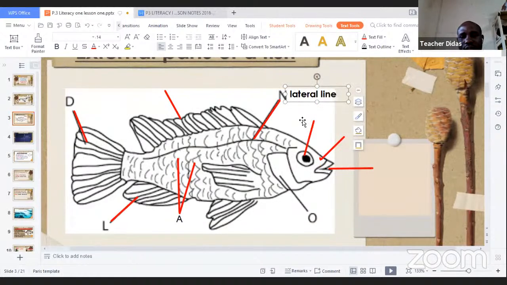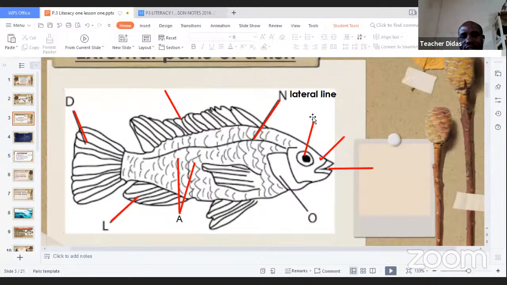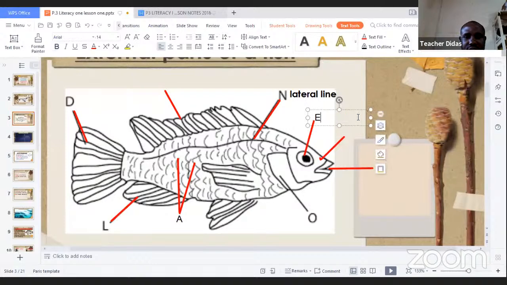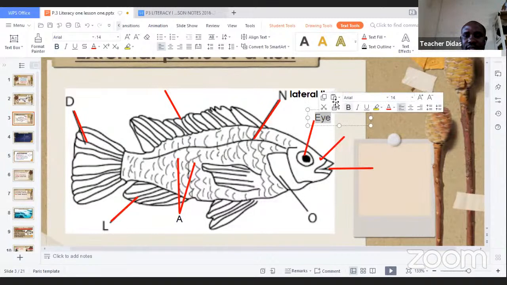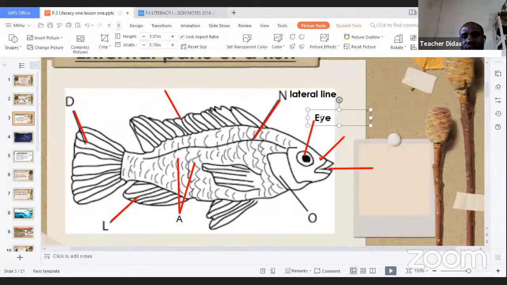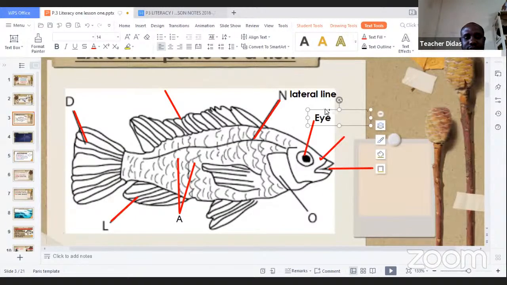Then we have this one, the part which is there. It is called the eye. The fish also has the eye. So it also sees when it is in water using the eye. That's a part there also.